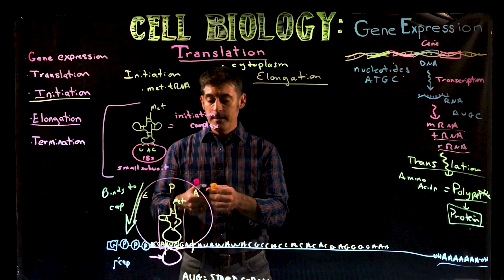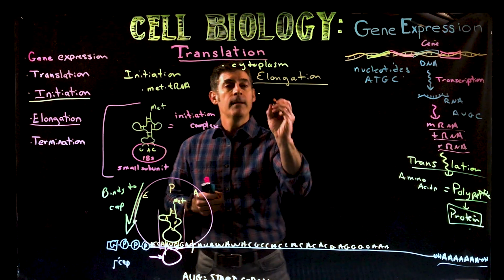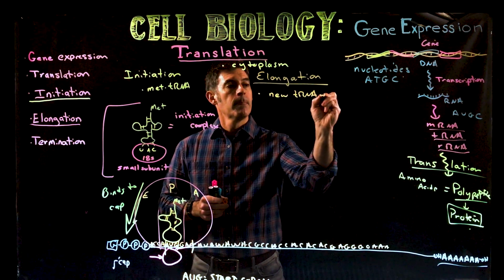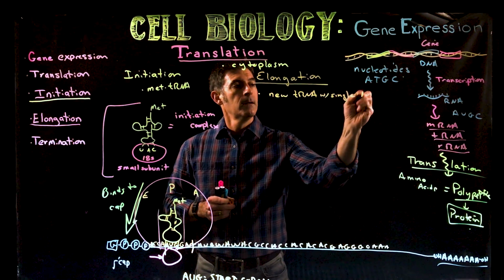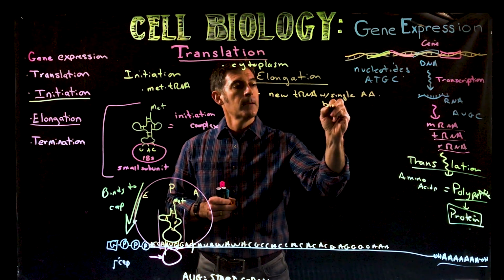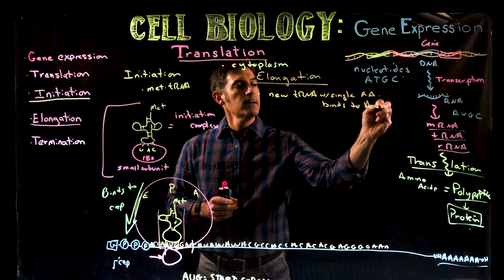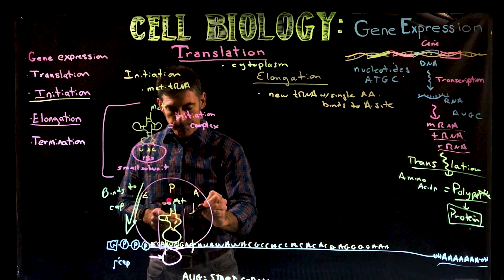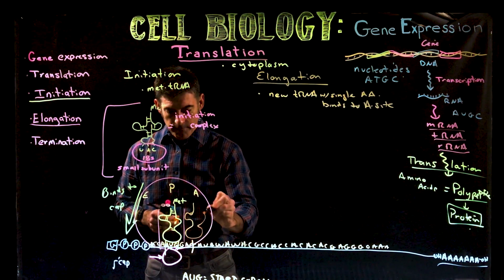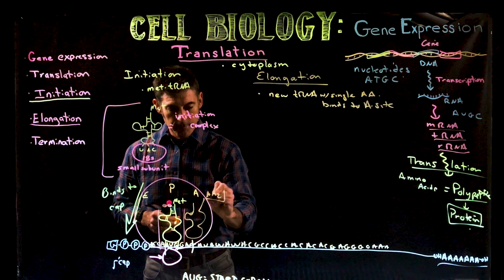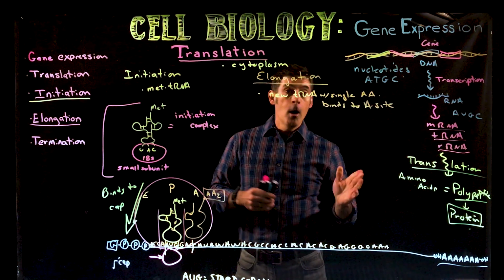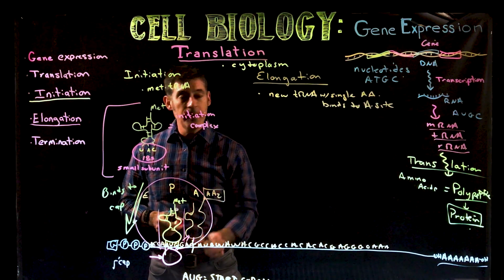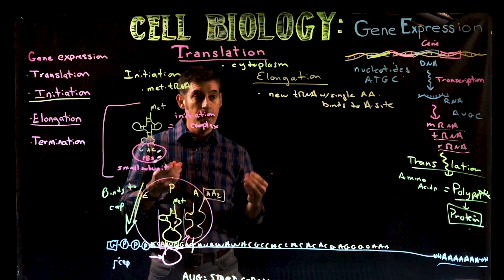So now the next step is elongation. In elongation, what we're going to have is a new transfer RNA with a single amino acid binds to the A site. Okay, so that's going to be the first step. So we're going to get a transfer RNA. It's going to come in here. This is, say, amino acid number 2. Now we don't know yet if it's number 2. It's potentially number 2. What has to happen is that the codon and anticodon have to be checked to see if they're proper.